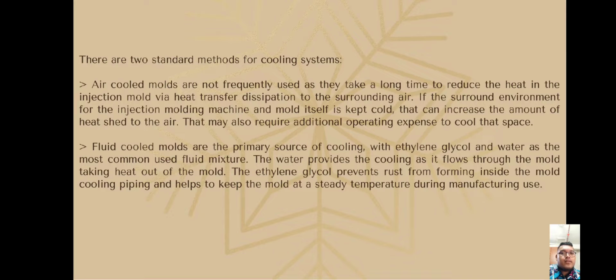And then secondly is fluid cooled. Fluid cooled molds are the primary source of cooling, with ethylene glycol and water as the most commonly used fluid mixture. The water provides the cooling as it flows through the mold, taking heat out of the mold. The ethylene glycol prevents rust from forming inside the mold and cooling piping, and helps to keep the mold at a steady temperature during manufacturing use.